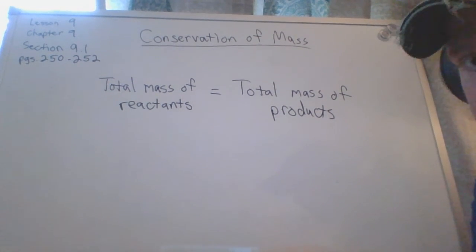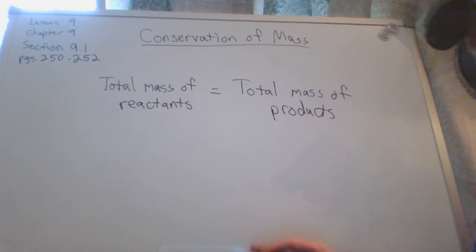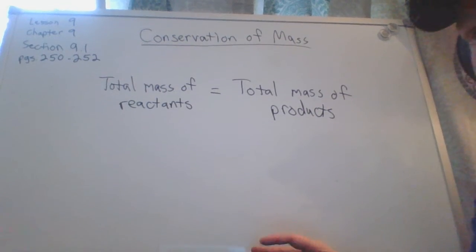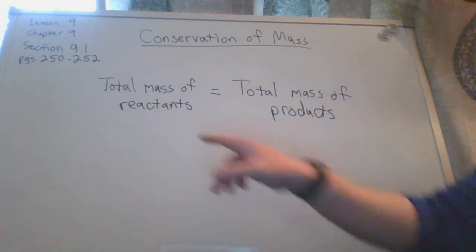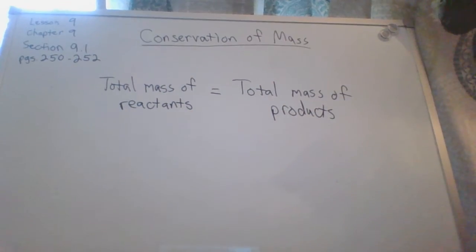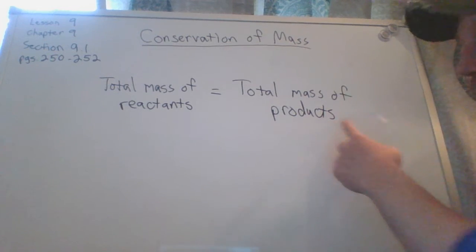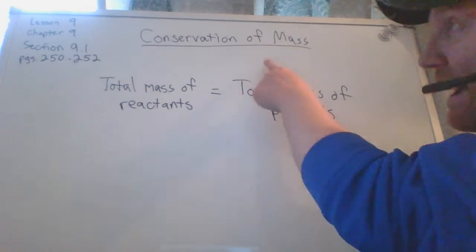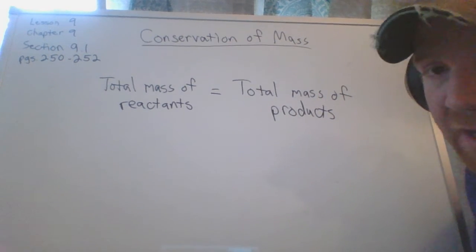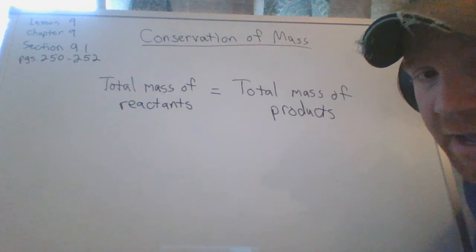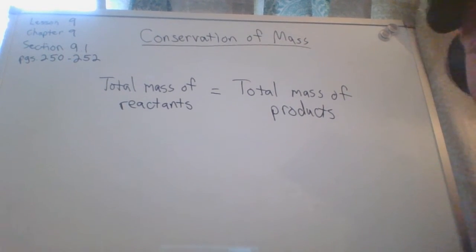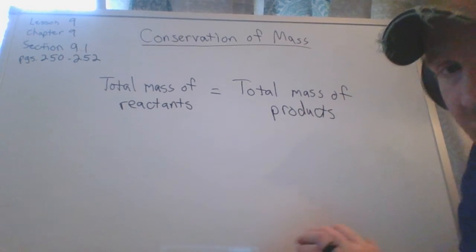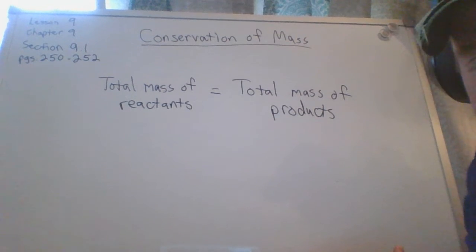The law of conservation of mass, it's in your book, says explicitly the total mass of the reactants in any chemical reaction has to equal the total mass of the products. Mass has to be conserved. You can't create mass, you can't destroy mass in any normal chemical reaction. So let's take a look at an example problem from the book.